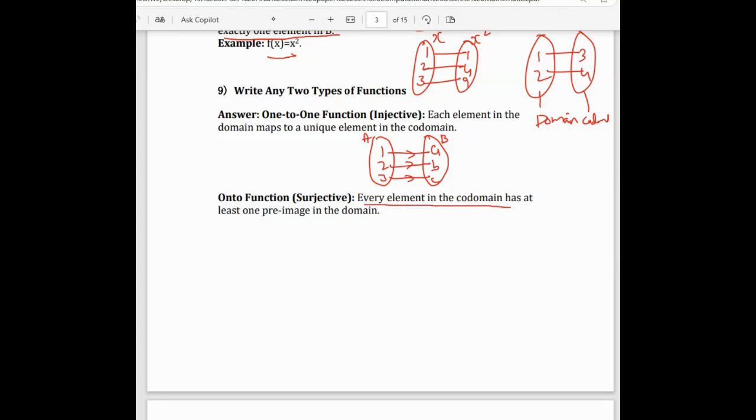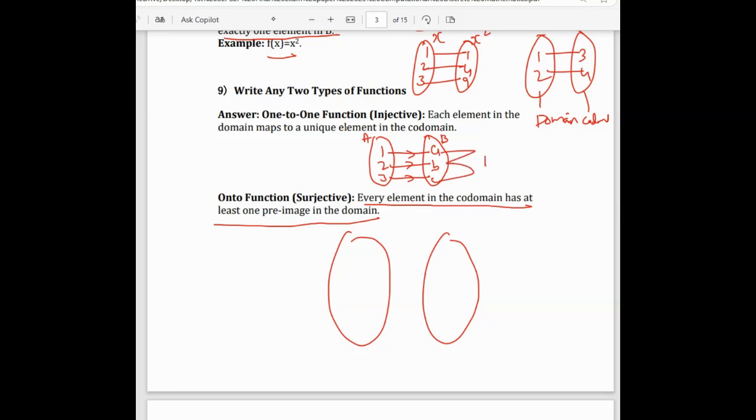Every element in a codomain has at least one pre-image in the domain. It can have one, and it can have more than one pre-image. The elements in the domain are called pre-images, and the elements in the codomain are called images.